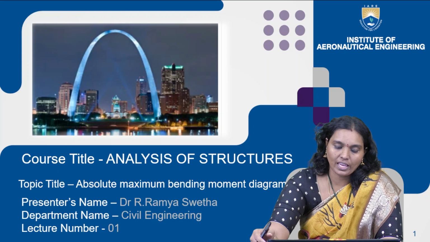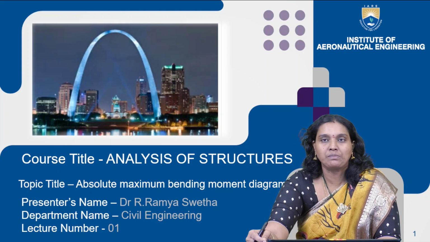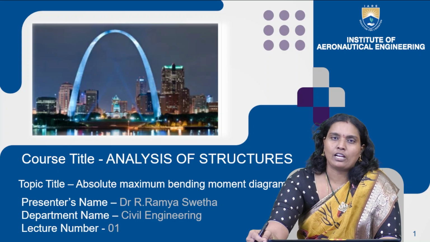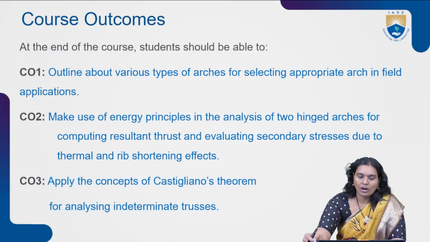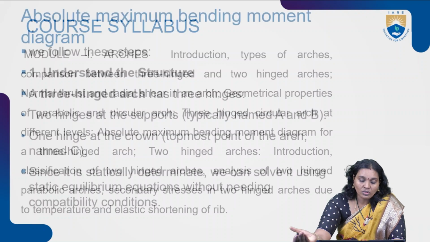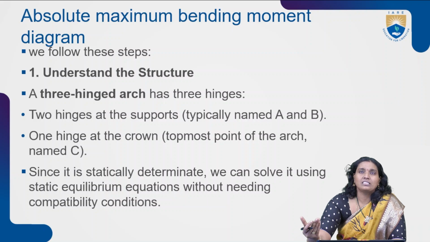Today, our topic is the absolute maximum bending moment diagram, as part of the analysis of structures. In our previous classes, we saw the various types of arches, how we understand them, what types are involved according to their hinge types, and how three-hinged arches work.